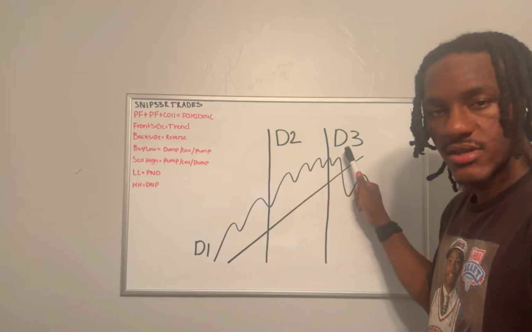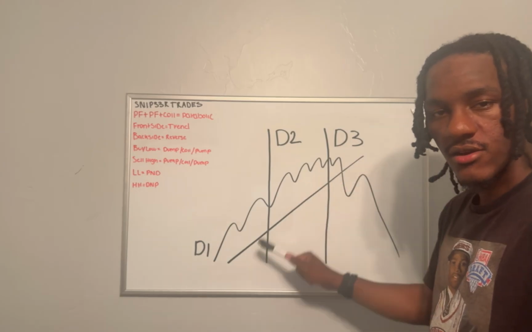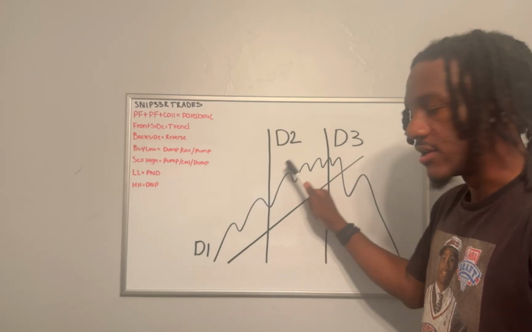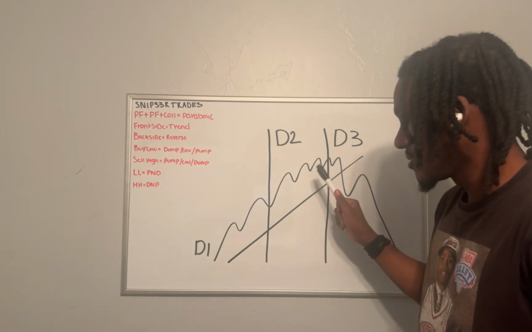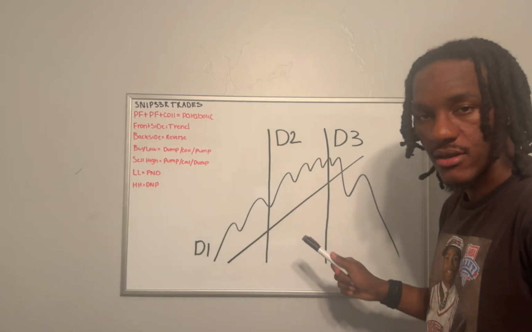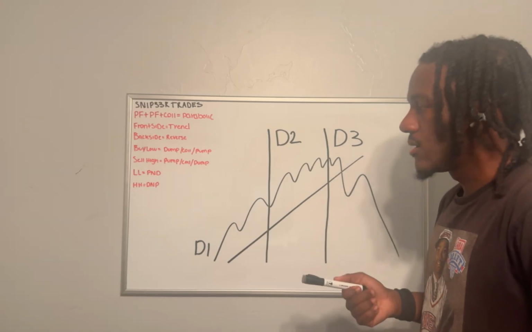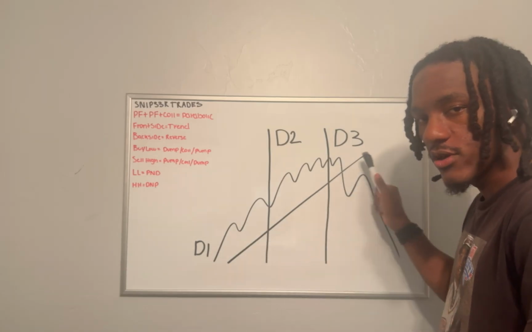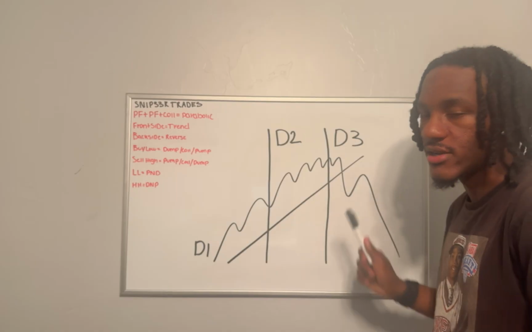Monday, Tuesday, Wednesday; Tuesday, Wednesday, Thursday; Wednesday, Thursday, Friday; Asia, London, New York. Hour one, hour two, hour three. Month one, month two, month three, week one, week two, week three. This is so fractal, it's not even funny.